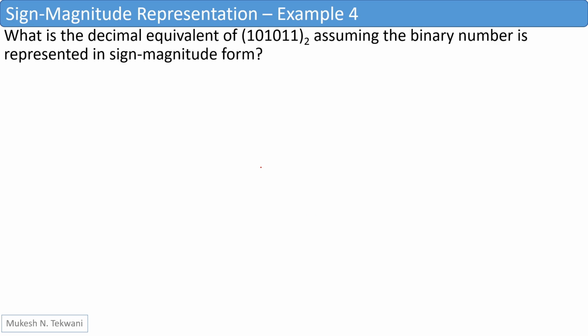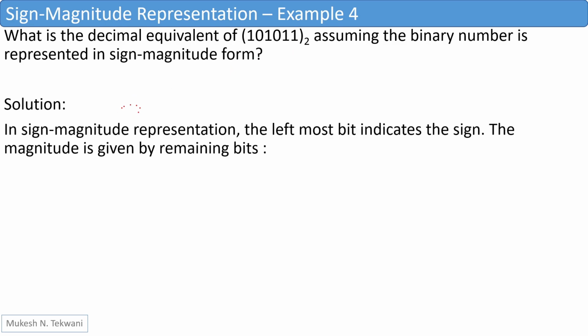Let us take this fourth example, and here we are given a binary number. So it's the reverse of the earlier examples. Here we are given a binary number, and we are told that this number is in the sign magnitude form. So we have to calculate the decimal value. Since the number is in the sign magnitude form, the leftmost bit will indicate the sign, and the remaining bits will give us the magnitude. So this bit 1 here is our sign bit, and now we concentrate on the remaining bits. So the remaining bits are 0, 1, 0, 1, 1.